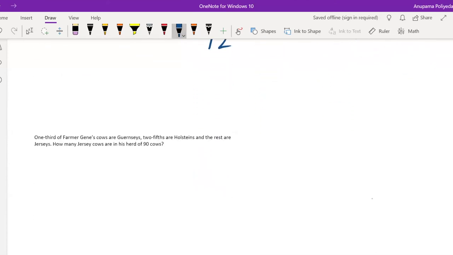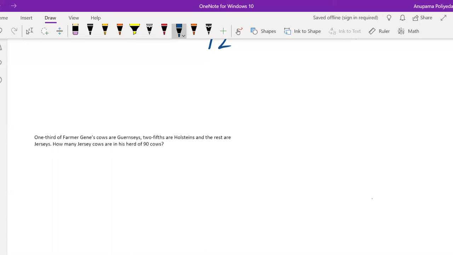So what is everyone's answer for 4? 24 Jersey cows. Would anyone like to explain? Okay, so if 90 cows are there and one third are Guernseys, that means there are 30 Guernsey cows. If two-fifths of the 90 cows are Holstein, that means 90 times 2 over 5, or 180 over 5, or 36 are Holsteins. Then if you add 30 plus 36, 66, and subtract that from 90, you get 24.